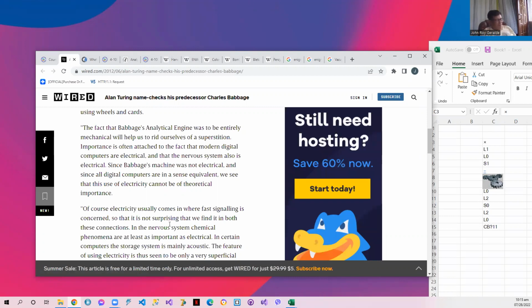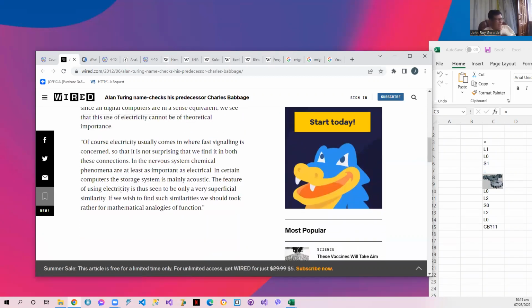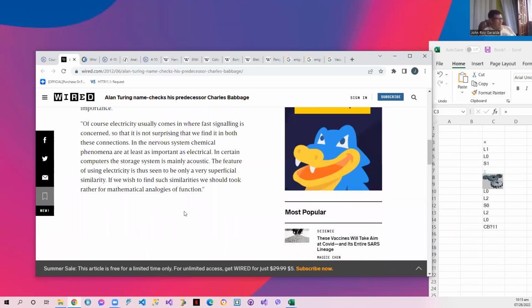And sabi niya, being your computers as electrical as they are, it's not important. Okay? What is important is the idea behind. Okay? In certain computers, the storage system is mainly acoustic. The feature of using electricity is thus seen only as a superficial similarity. Okay? Yun yung sabi niya.